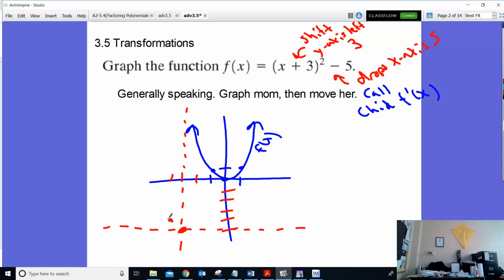Mom had a point at 0, 0. Well, the child just stays there in its origin. Mom had a key point to the right 1, left 1, so I go right 1, left 1. There's the child. Call it F prime of X.